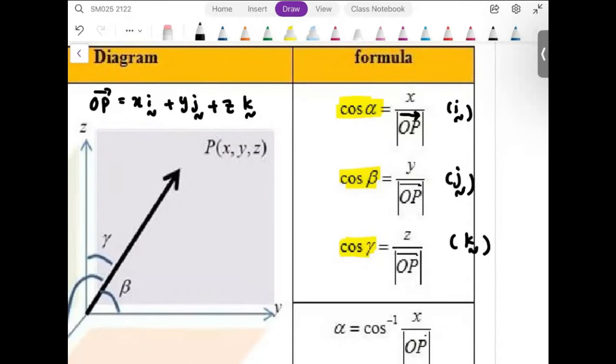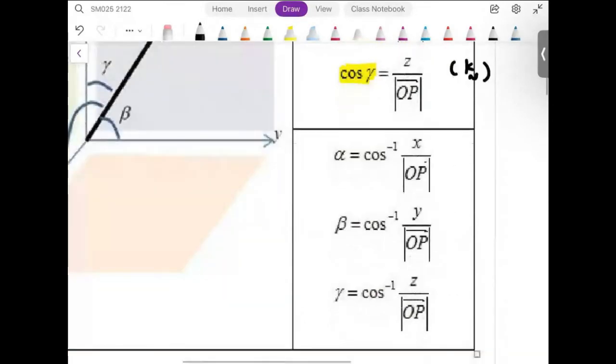Okay, so jawapan dia memang separate lah. Kita ada tiga, cos alpha, cos beta, cos gamma. So that's for direction cosine. Next, we're gonna have direction angles. So for direction angle, basically we have to find the angle. So from direction cosine, you just arc cos each element just now. So kalau alpha tu nak dapat angle, arc cos kan lah x over magnitude. For beta, arc cos y over magnitude. Gamma, arc cos z over magnitude.